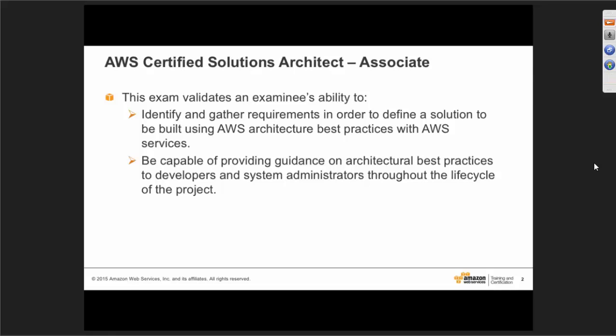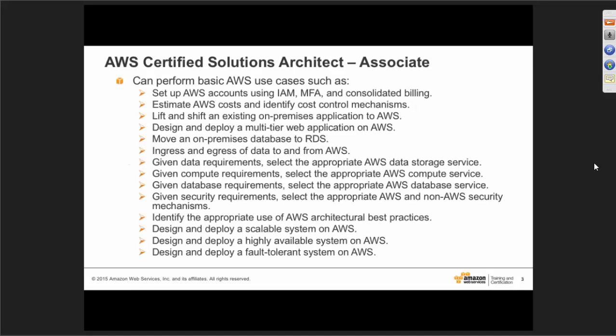validates your ability to identify and gather requirements in order to define a solution built on AWS with best practices. We want you to be able to provide guidance on architectural best practices to other people in your organization, specifically developers and system administrators, to help build and maintain that environment. There are a lot of use cases of AWS, so we expect as a solutions architect at the associate level, that these are the things you should be able to do. I'm not going to read all of these.